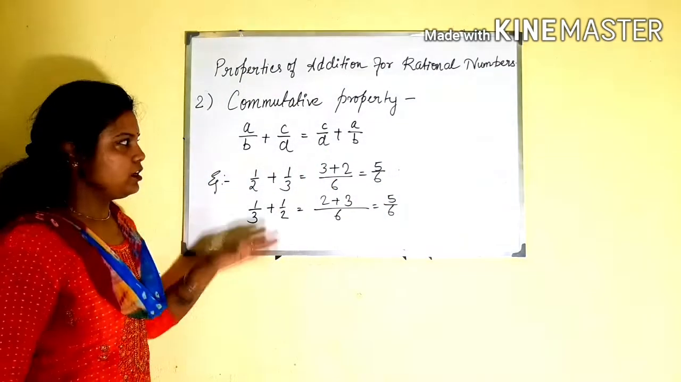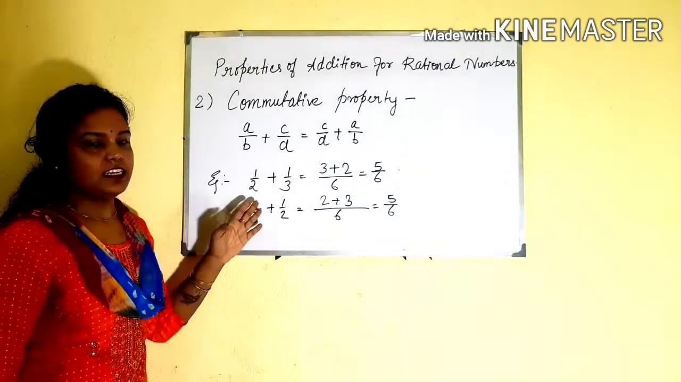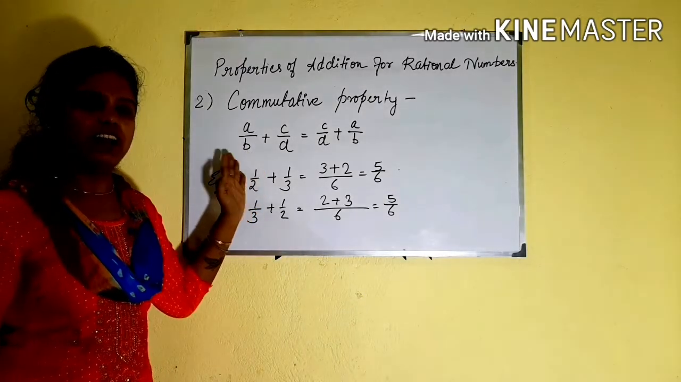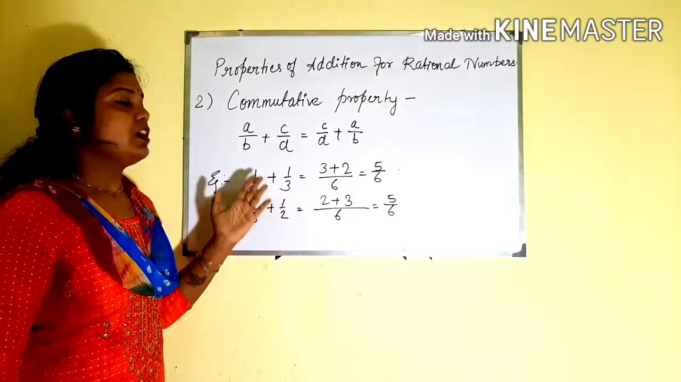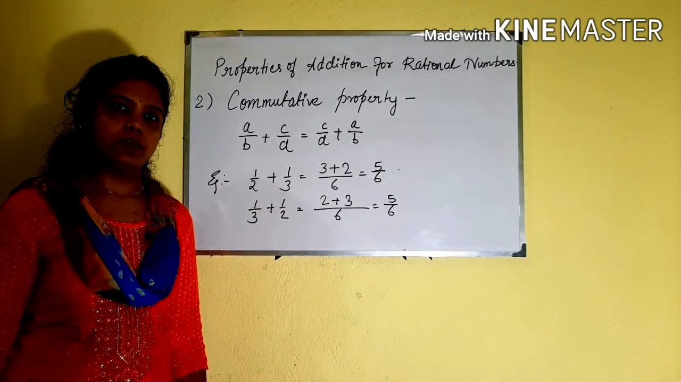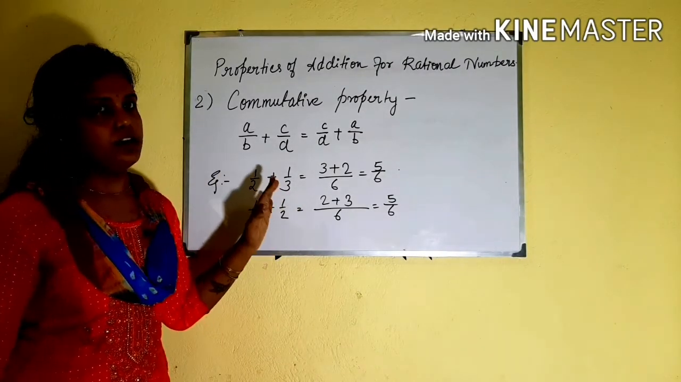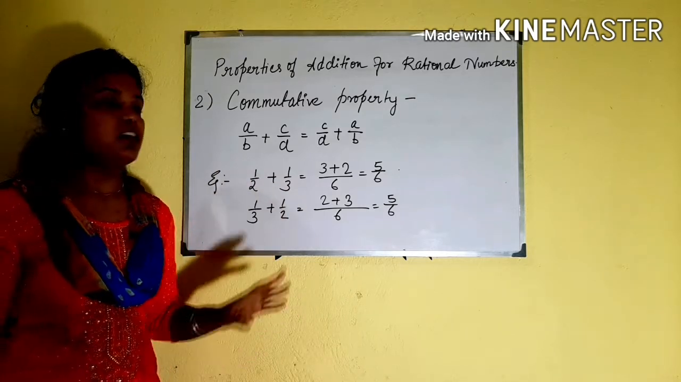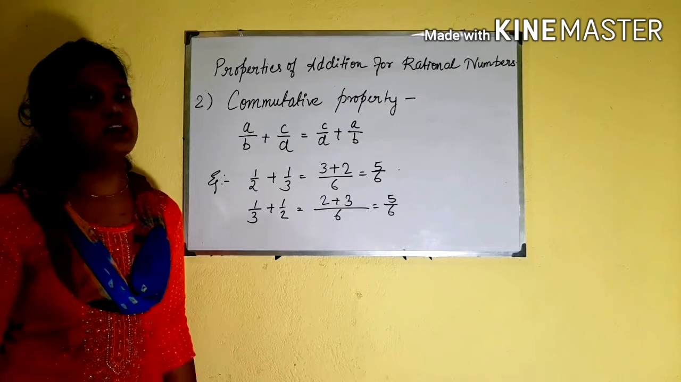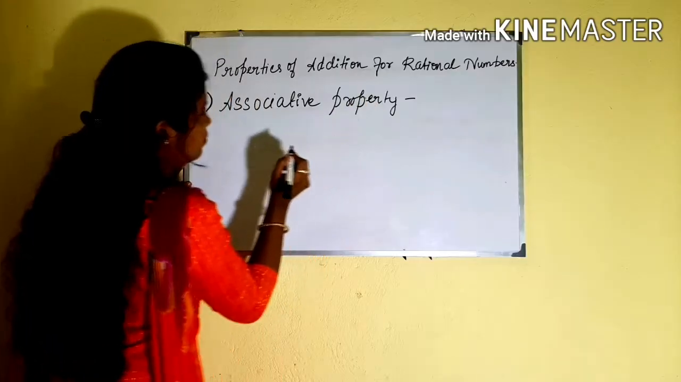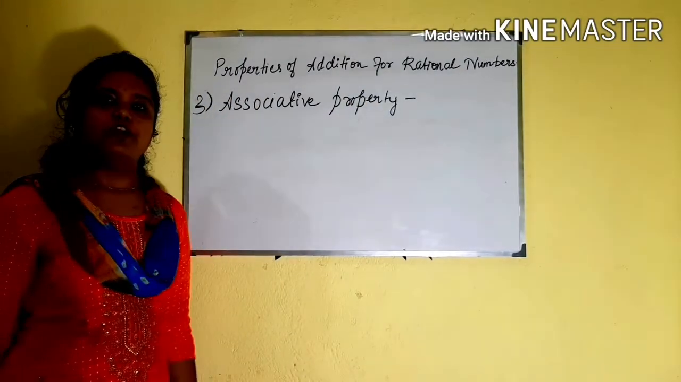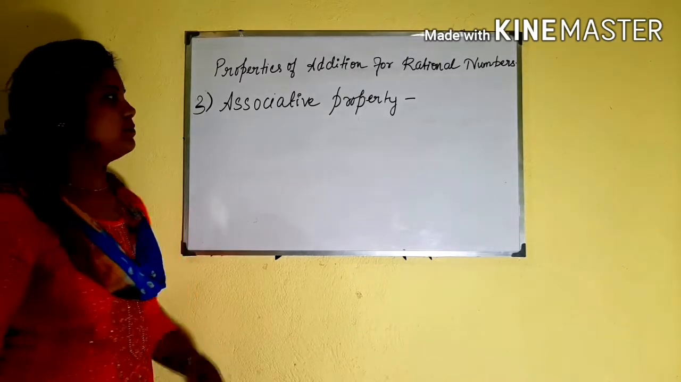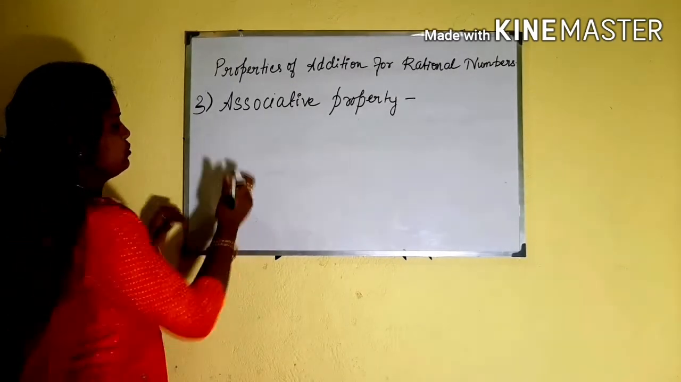So as you can see, adding the rational numbers in the reverse order, the answer remains the same. So this particular property is known as commutative property. Next, coming up with associative property. What is the formula of associative property?